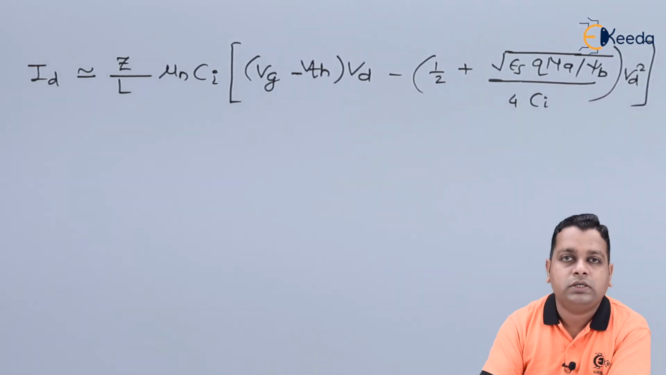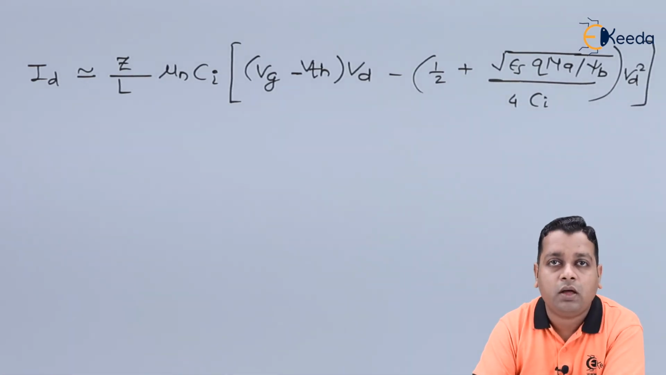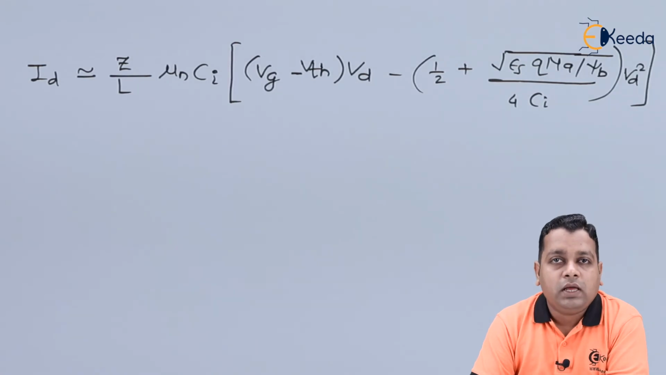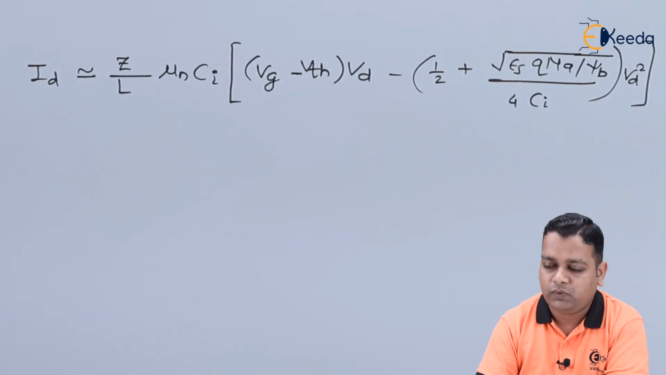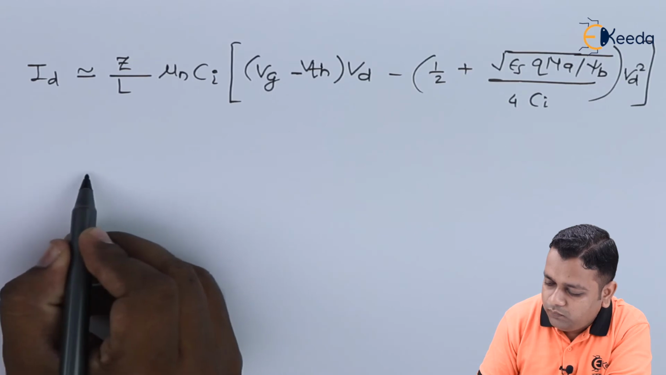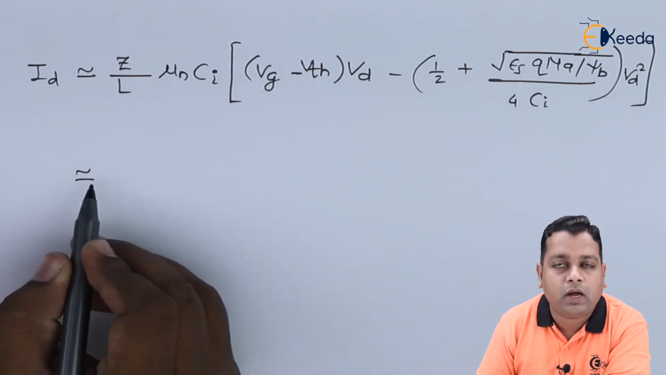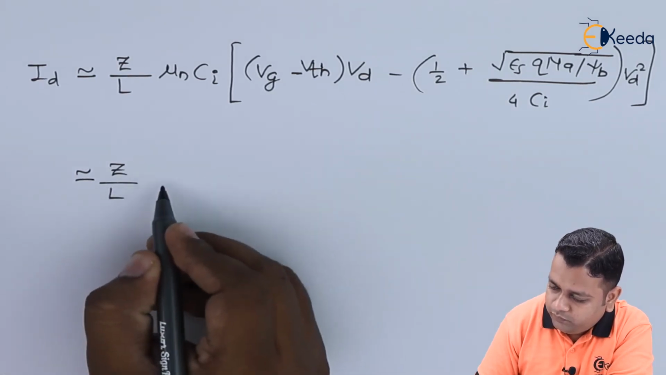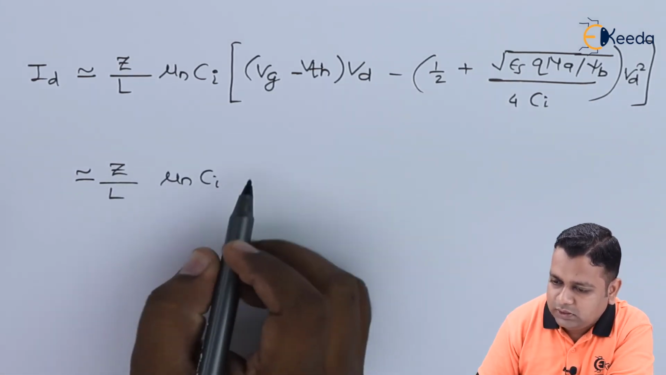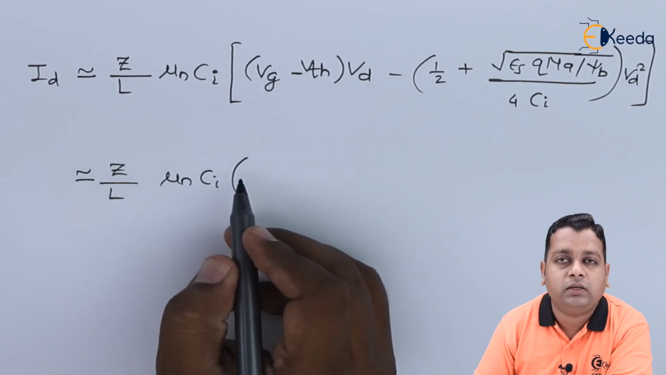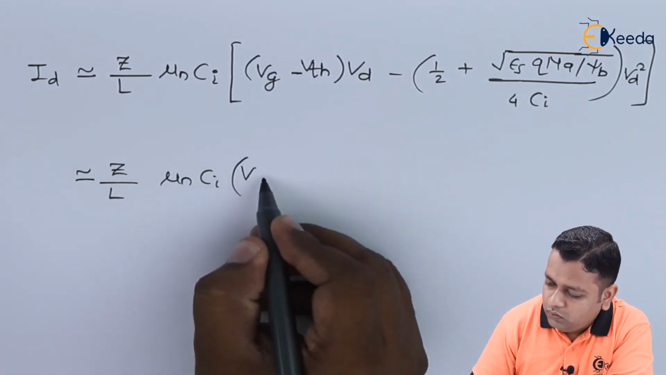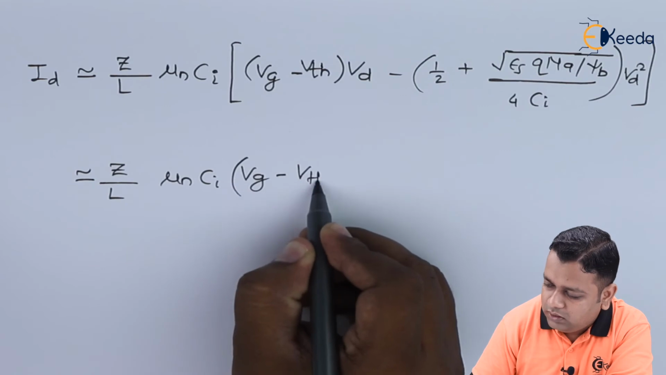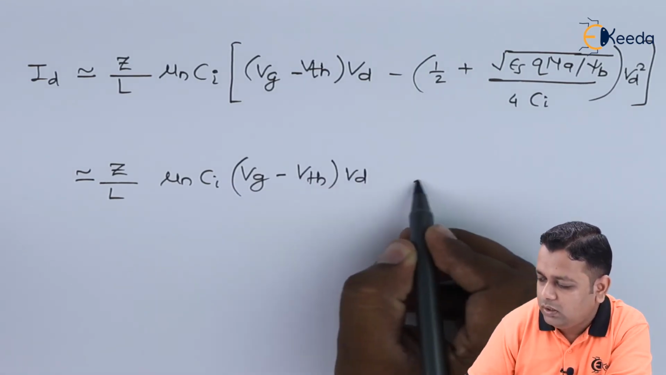Here we complete the square bracket. This is the expression for drain current in the linear region that we have seen in the characteristic diagram. We can express this equation also in the form where we have the approximation of ID as Z divided by L, mu n, C suffix I, in the bracket, Vg minus Vth into Vd.